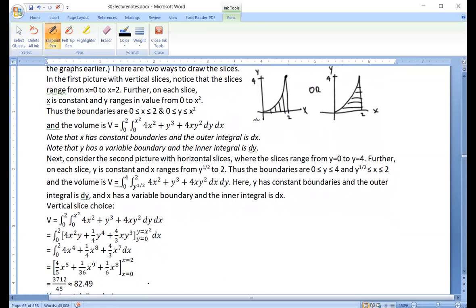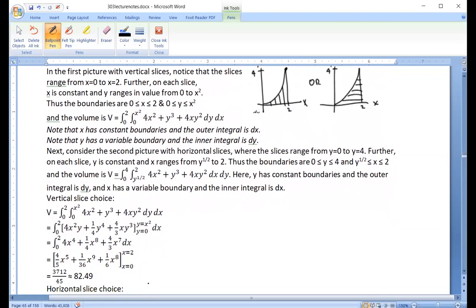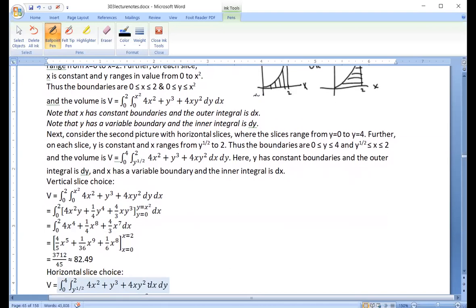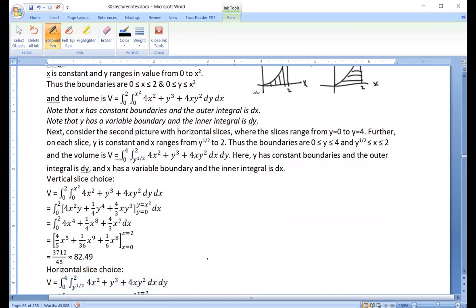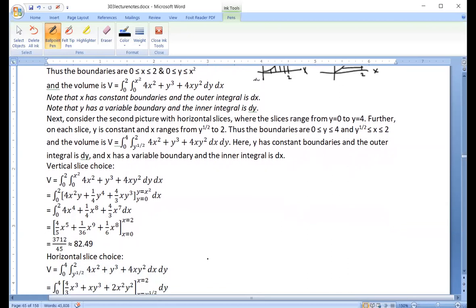What about the other integral? Well, it came from setting up the exact same volume, so hopefully it's going to give us the same answer. Let's take a look. So here was the integral from the horizontal slice choice. Notice that it's dx dy, y goes from 0 to 4, and x goes from y to the 1/2 to 2, integrating our function. So let's do it.